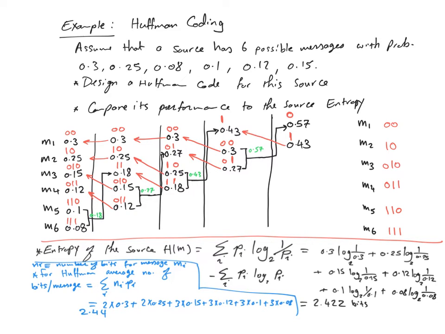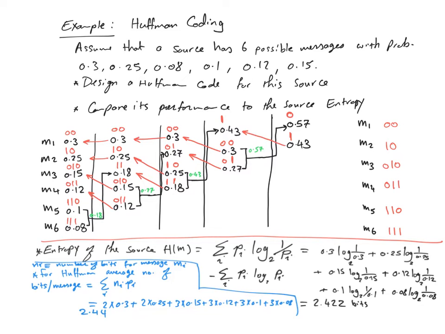Now, is this greater than the entropy or smaller than the entropy? Greater. Can it be smaller than the entropy? No way. You cannot do that. Now, we said earlier that Huffman is optimal, right? You cannot do better than Huffman. But we can see that Huffman, even in this case, does not reach the entropy. This means that no matter what you use to encode this particular source, you are not going to do better than 2.44, even though the entropy of the source is 2.422, because you cannot do better than Huffman.